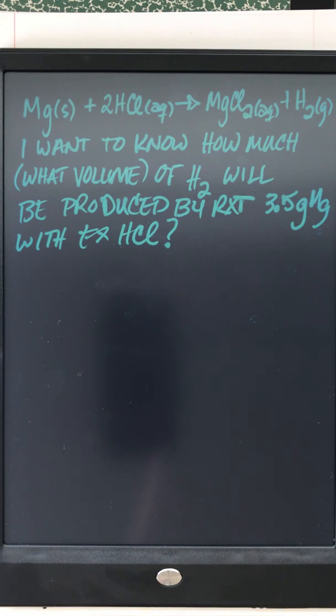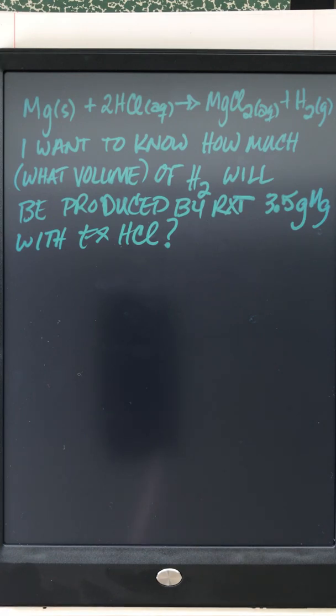So, first things first, what does excess HCl mean in this reaction? That it's not the limiting reactant. Exactly, Sydney. Yay, you're doing it. I love it. So, what is the limiting reagent here, or the limiting reactant? The magnesium. The magnesium, exactly, right?